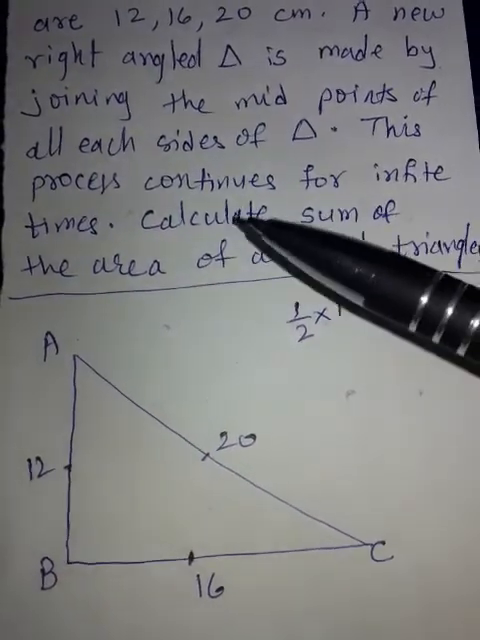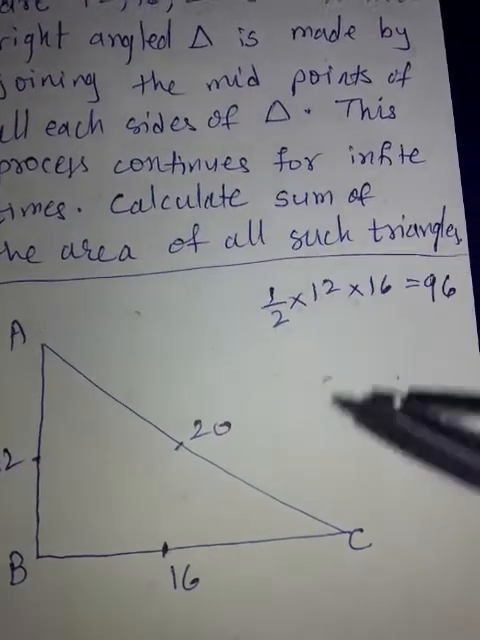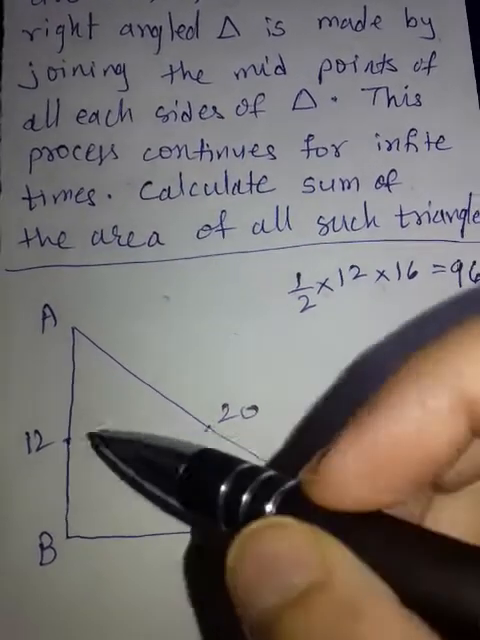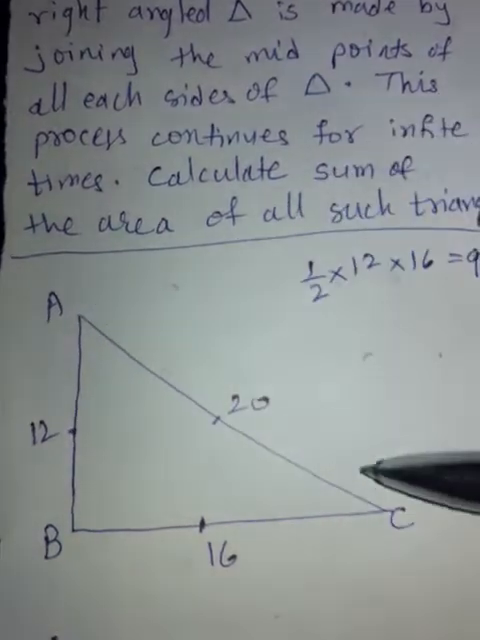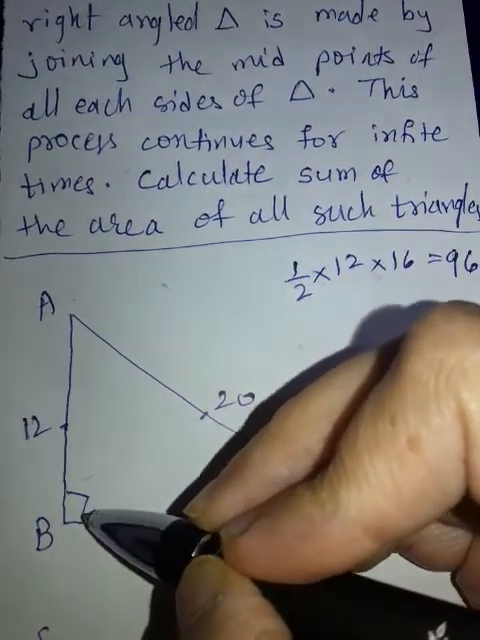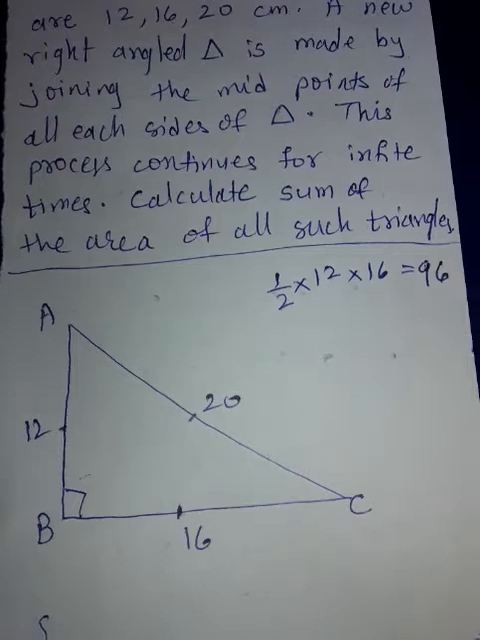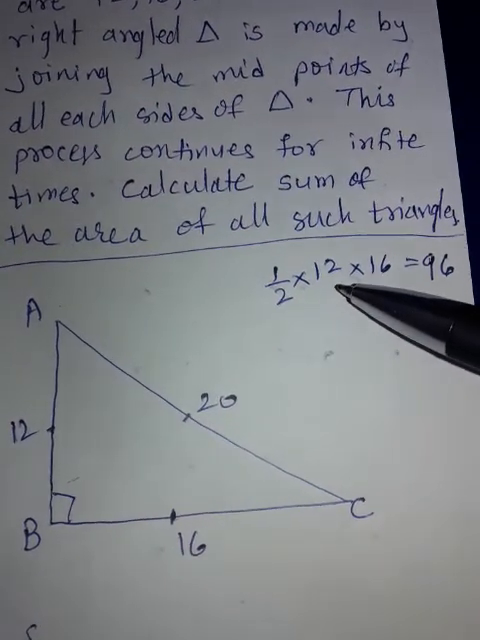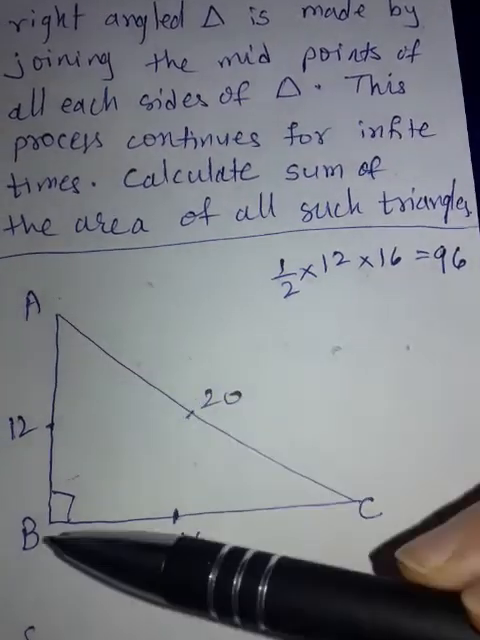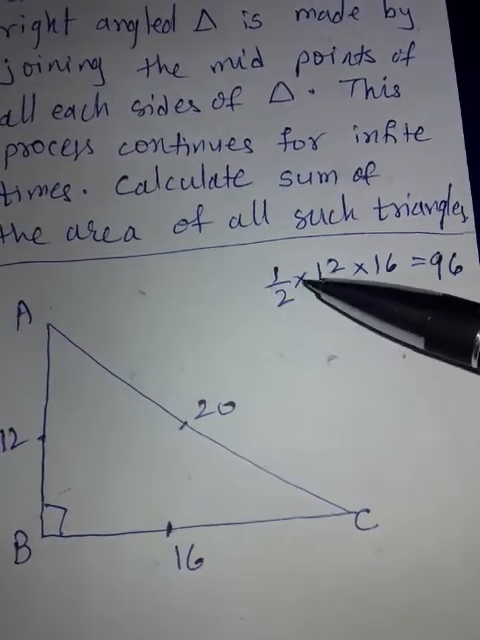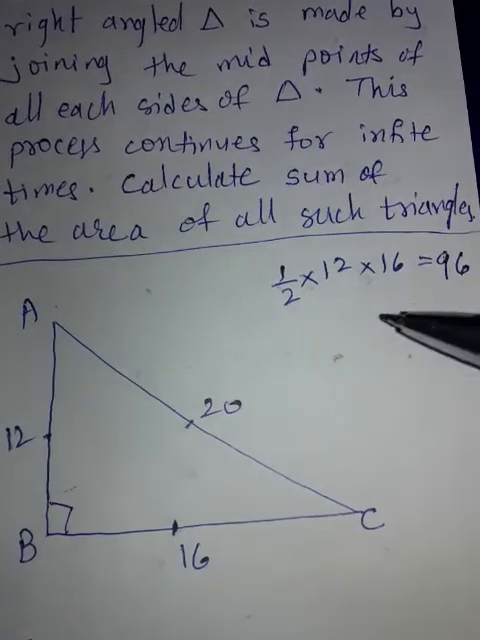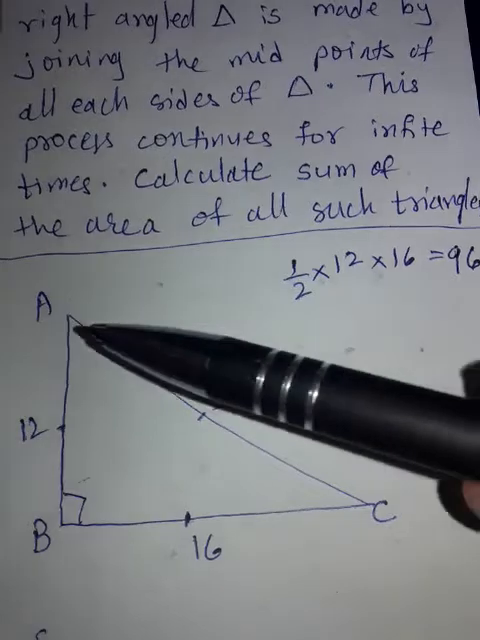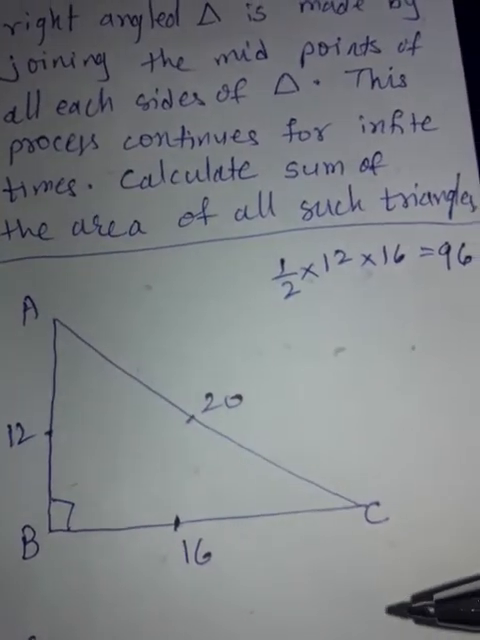So one right angle triangle is given to us, 12, 16, 20. The 20 is the biggest side, means that is the hypotenuse. So ABC is a right angle triangle, AC is the hypotenuse, this is going to be the right angle. And how do we find the area of a right angle triangle? It is half into the product of perpendicular sides. These two are perpendicular sides. So half into the product of 12 and 16, which comes out to 96. So the area of this outmost right angle triangle is 96.